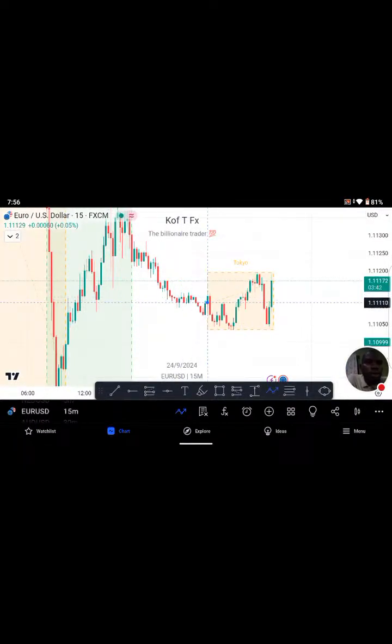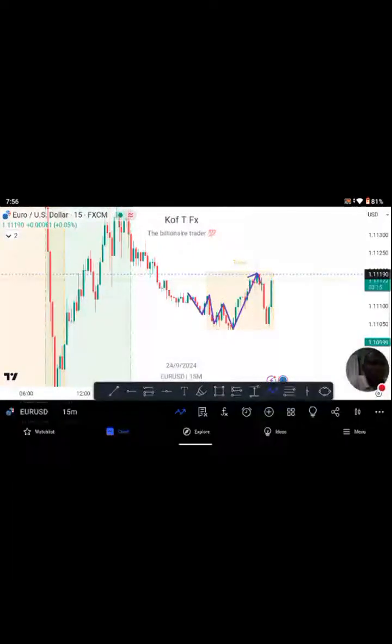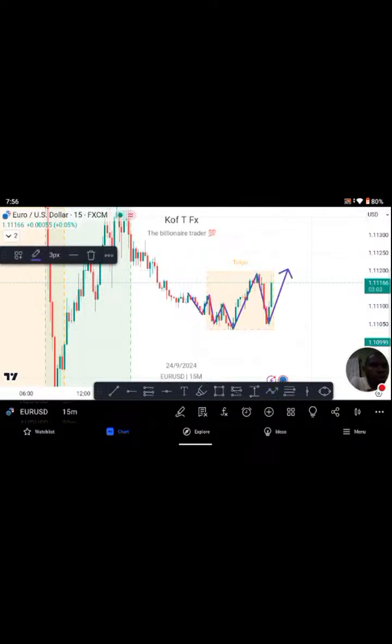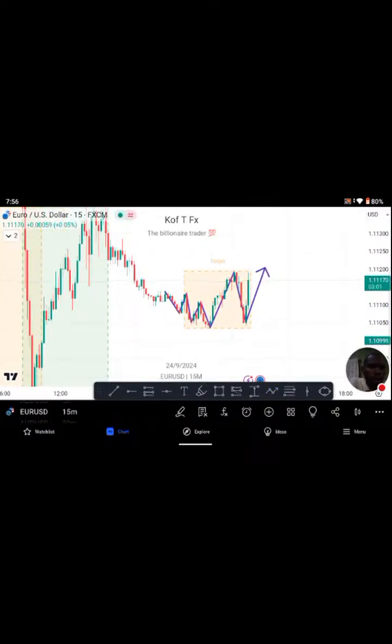Let me just pick it from here. So we have this price pullback, quick structure, went up, down, then boom. You have this, then down again, then going up. So what we have on Euro USD does not meet our trading criteria.